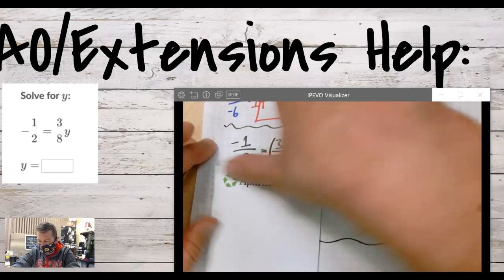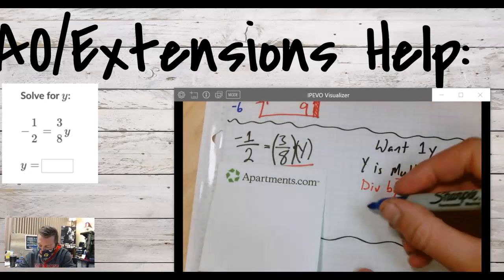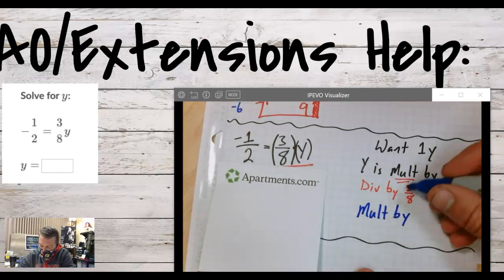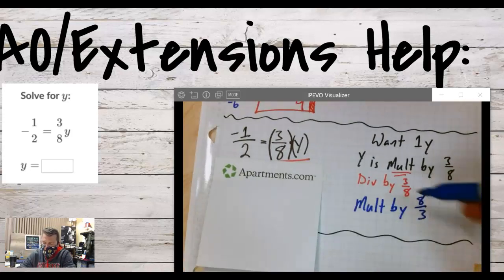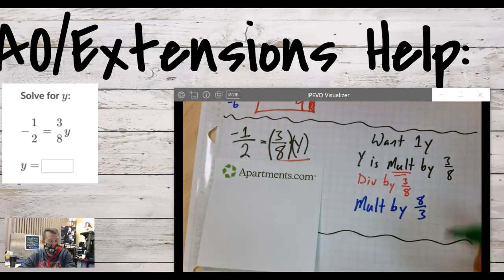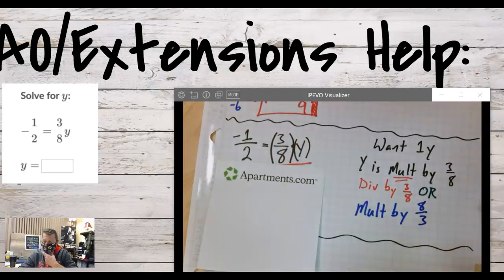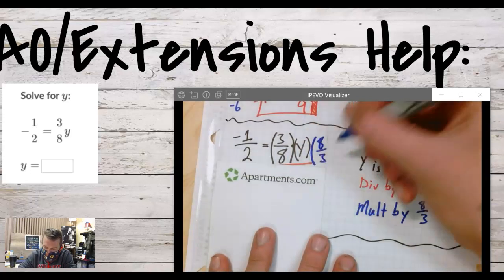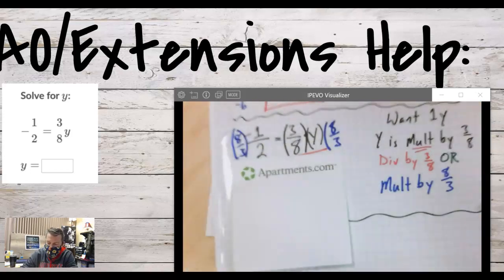division, and instead of dividing by 3/8, we could multiply by the reciprocal of the fraction, which would be 8/3. So we could divide by 3/8, or our alternative option is multiply by 8/3. If we go and do that, I'm going to multiply by 8/3 out here, and I'm going to multiply by 8/3 out here. Now, of course, I'm going to write this again down here to clean it up a little bit.